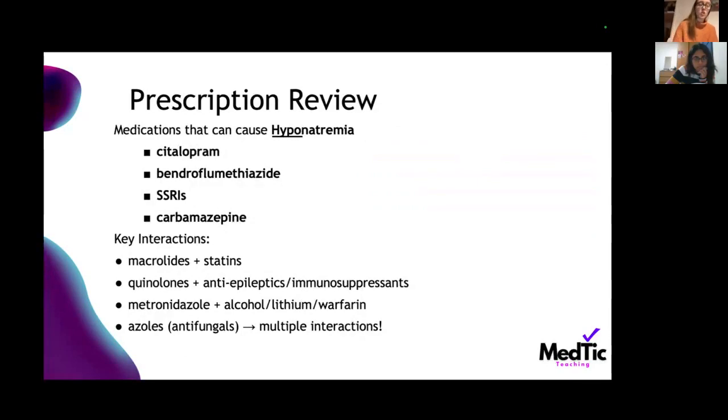So these are just some medications that can cause hyponatremia. That's also quite a common question in the exams. Quite easy to remember that the SSRIs, I think, and the bendroflumethiazide in particular. And then I've popped a few key interactions that I found in my notes here. So the macrolides, the statins, and then azole antifungals basically interact with everything, and as does clarithromycin, to be honest. So if it's on a prescription review question, clarithromycin is probably a culprit.